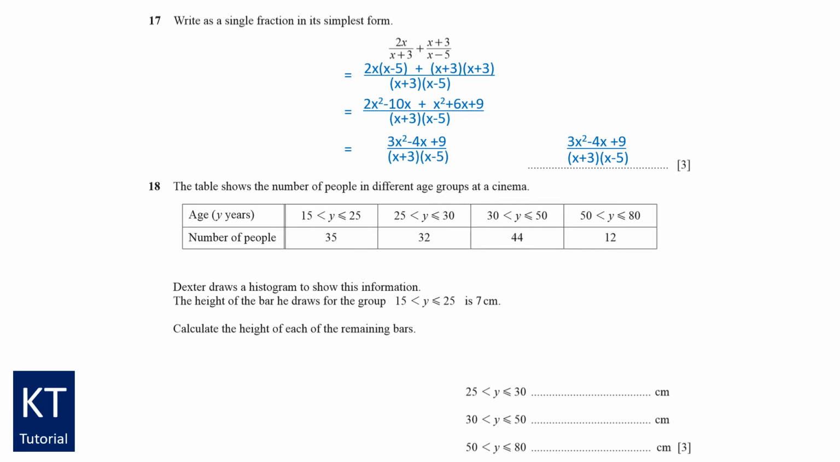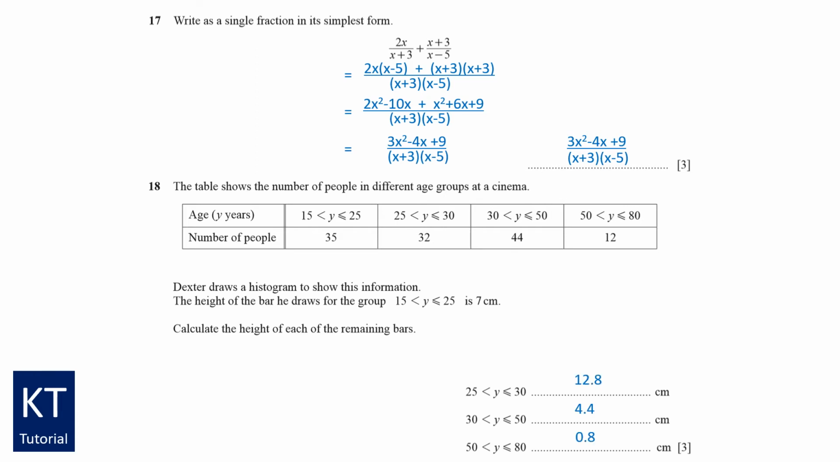Question 18. The table shows the number of people in different age groups at a cinema. Dexter draws a histogram to show this information. The height of the bar he draws for the group where y is in between 15 and 25 is 7 cm. Calculate the height of each of the remaining bars.